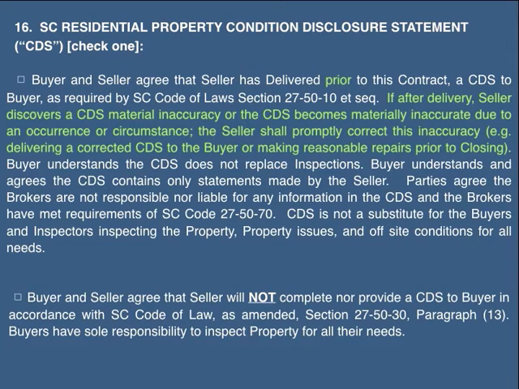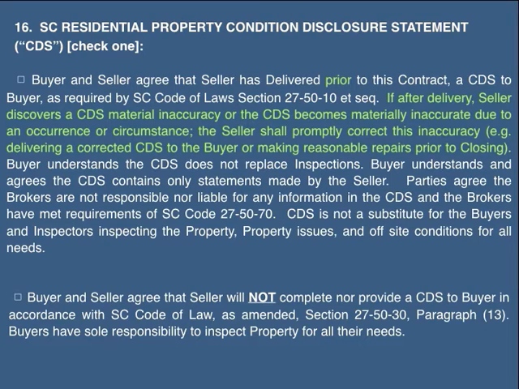Next, we look at number 16 on the contract, the South Carolina Residential Property Condition Disclosure Statement. It's called CDS. And the instructions there: check a box. Check 1. It's either or, not both. First of all, buyer and seller agree that the seller has delivered prior to this contract a CDS to the buyer, as required by the South Carolina Code of Laws, Section 27-50-10. Please note this is saying that the seller has delivered it prior to the writing of this offer. So you need to make sure, absolutely sure, you get the property disclosure, download it from MLS, and have your buyer read it before he or she writes this offer.